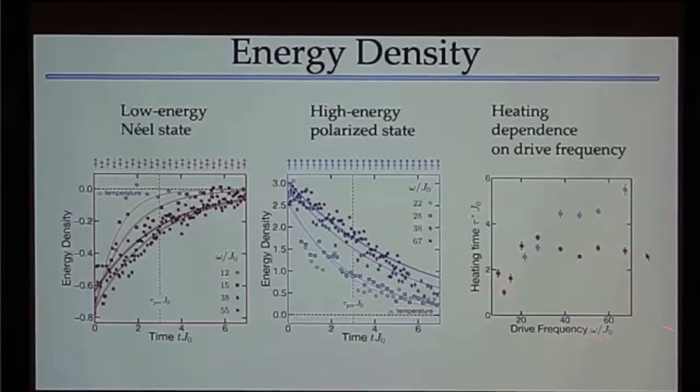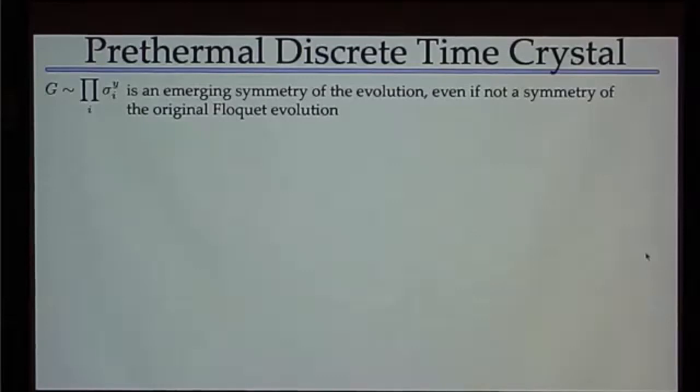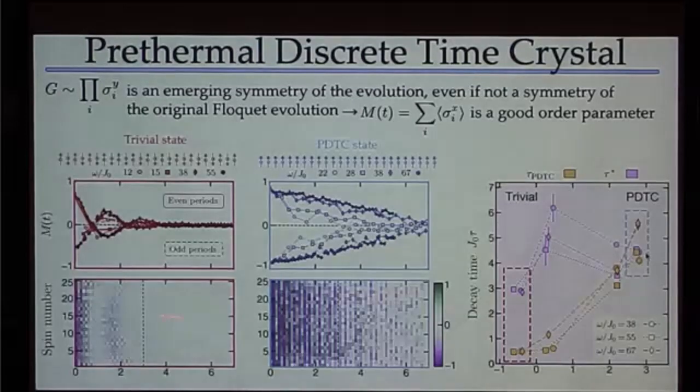The faster we drive, the longer the heating time, both for a low energy Néel state, where we have an antiferromagnetic initial product state, and for the high energy polarized state. High energy because the Hamiltonian is antiferromagnetic. Even though in the original Floquet evolution there is no such symmetry, what is interesting is that there is an emergent symmetry in the effective Hamiltonian. So we have this parity symmetry here, and this global magnetization is a good parameter to discriminate whether we have a prethermal time crystal or not. And this is basically the main result of the paper.